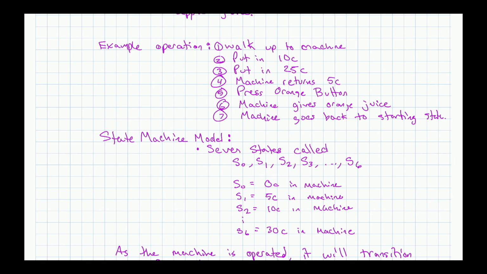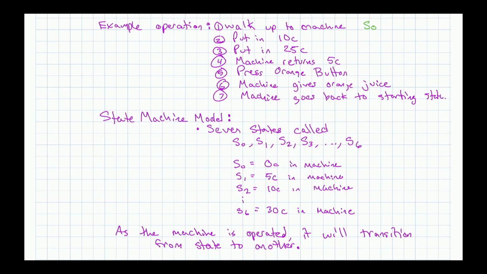Let's go green. All right, so we walk up to the machine, right? When you walk up, the machine is of course going to be in state 0, because we have not put in any money and probably nobody else left money in it. You don't usually get that lucky. Then we put 10 cents in. So when you put in 10 cents, the machine is going to go from S0 to S2, right? Because S2 is the one where there's 10 cents in the machine.